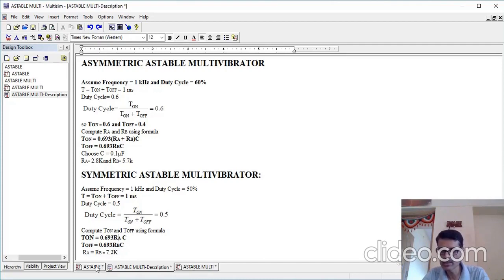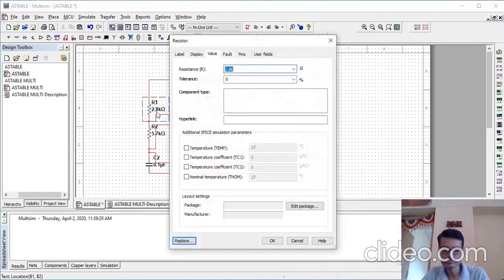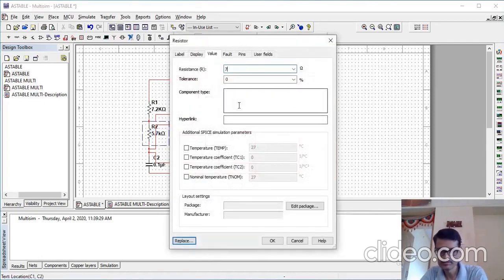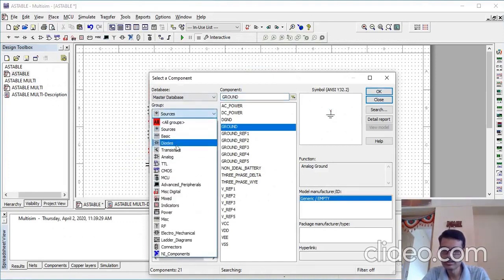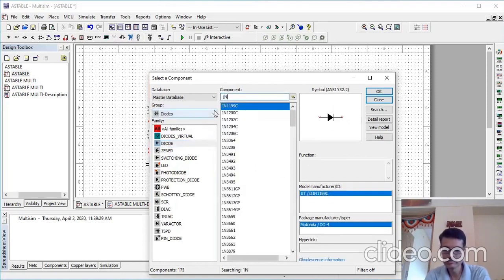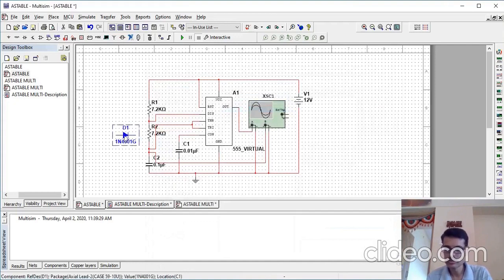So the same changes we have to make in the circuit also. In the circuit, we have to change this to 7.2 kilo ohm, and this is changed to 7.2 kilo ohm, and we have to include one diode. So let me place that component. We'll go with the diode. I think I can check that. 1N4001. Okay, I have it here. I'll place it. I'll rotate this diode. Okay, we have to connect this across RB.